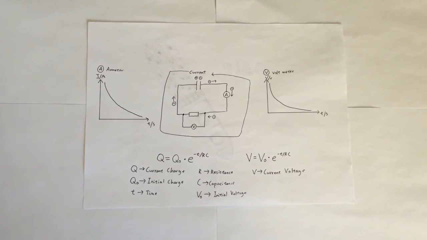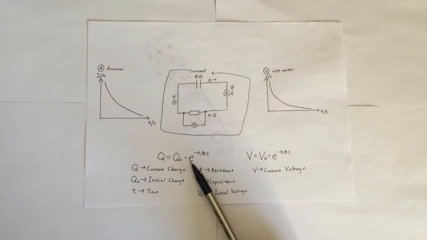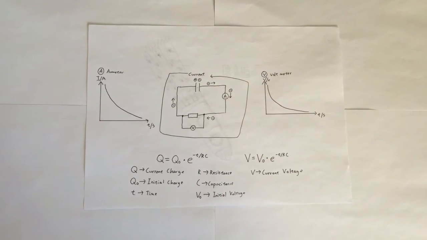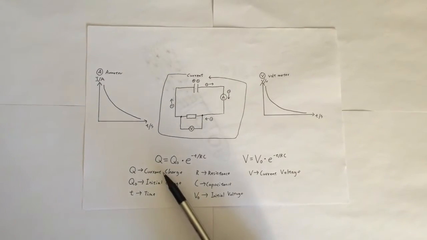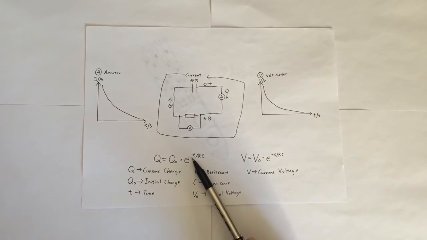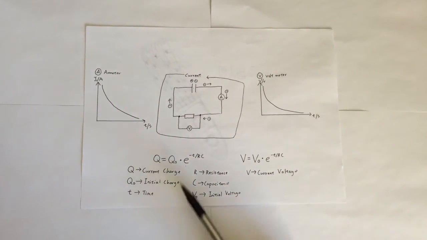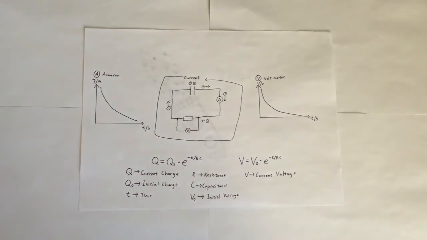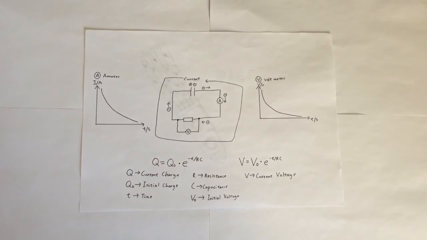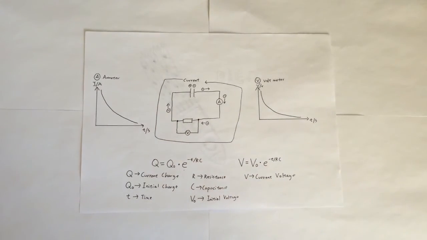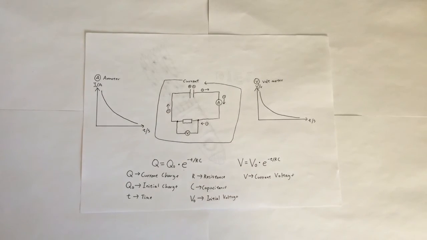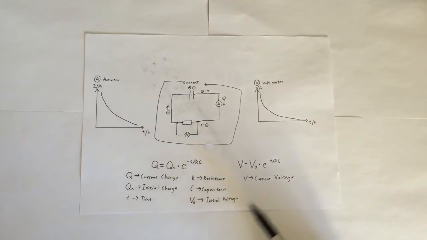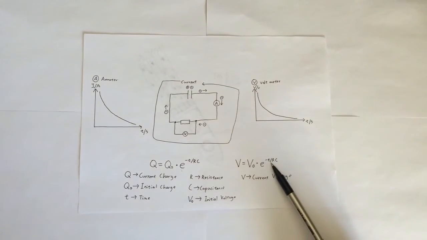The time which a capacitor takes to discharge also varies, depending on the capacitance and the resistance in the circuit, given by this equation, Q equals Q naught times e to the power of minus t over RC, where Q naught is the initial charge, Q is the current charge during the discharging, t is the time since discharging starts, R is the resistance in the circuit, and C is the capacitance. There is also a formula for voltage, which is similar to this formula, which is V equals V naught times e to the power of minus t over RC.